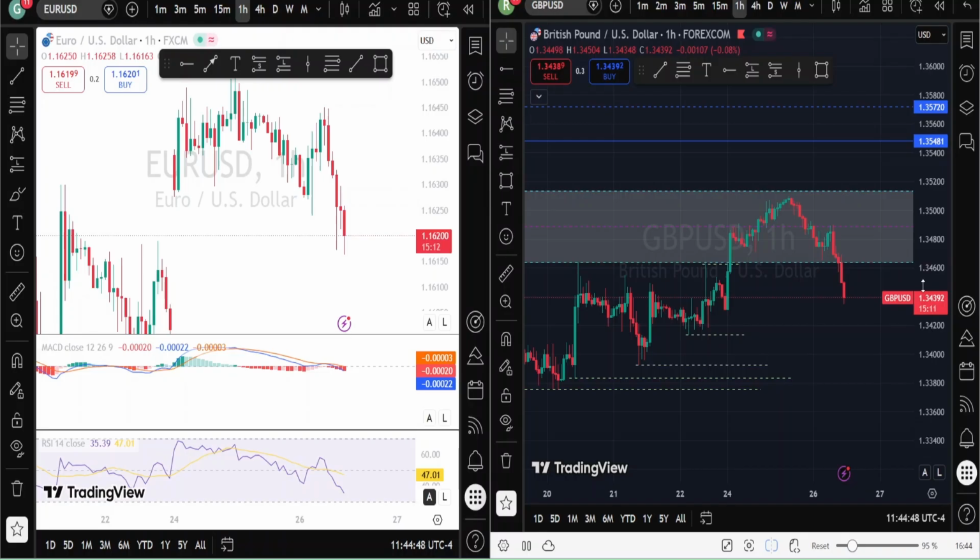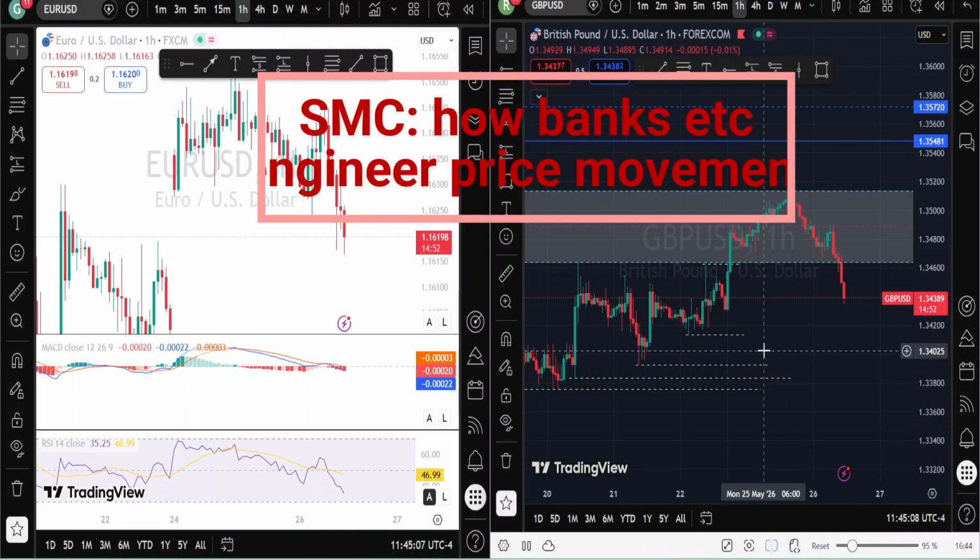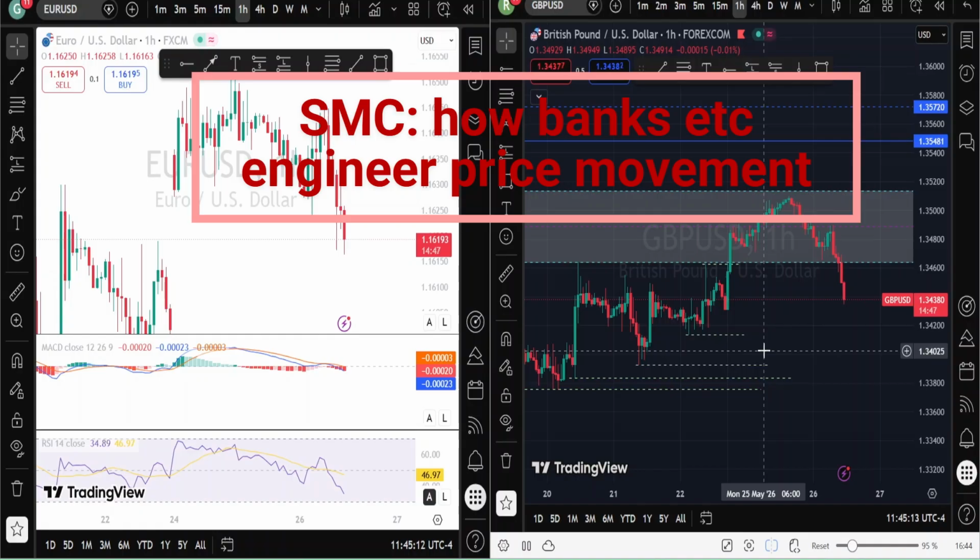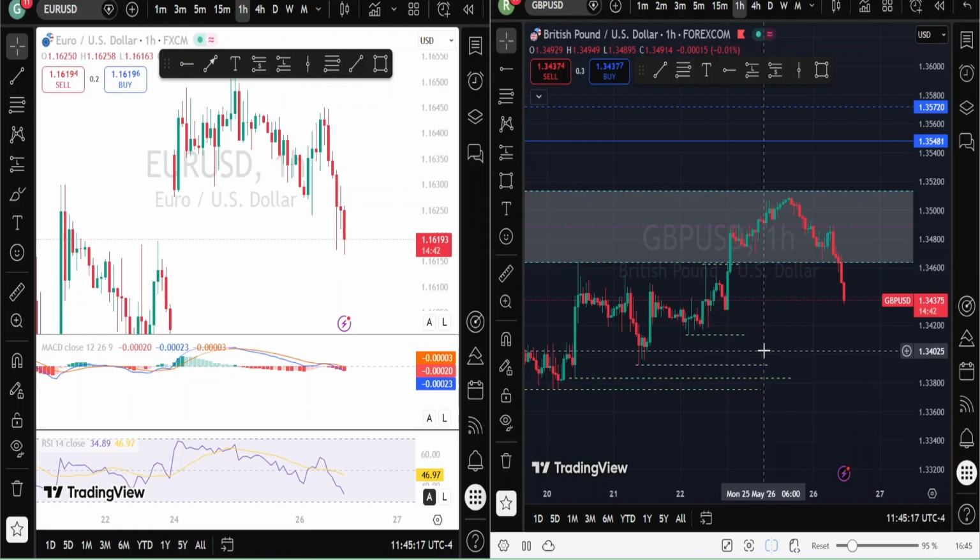So the question now is, what is smart money concept? Let's talk about the other side, which is our right-hand side, the smart money concept. Now, know this: smart money is not just another fancy name for price action. When we talk about the smart money concept, it's a way of understanding how large institutions, the banks, the hedge funds, and the market makers, actually engineer price movements. Here is the key idea.